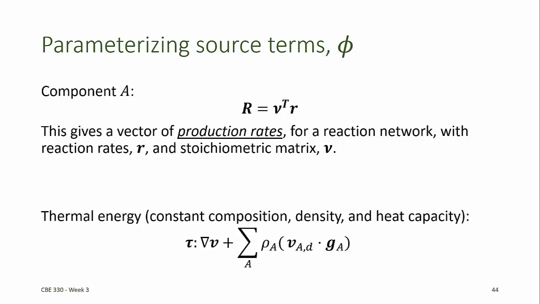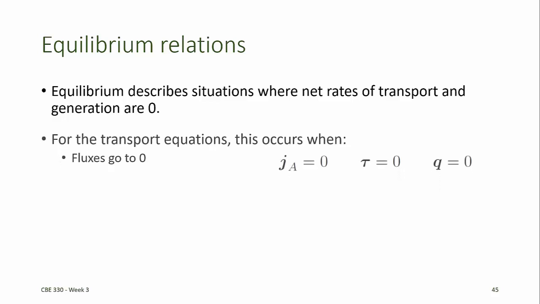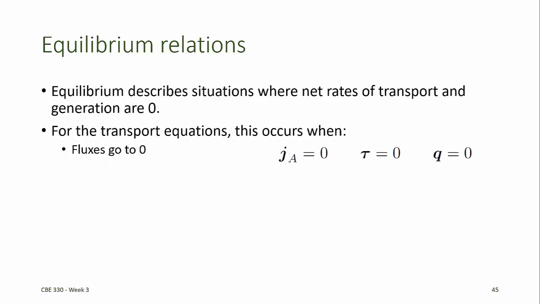For thermal energy, we already talked about the source term that can be used to describe the generation of thermal energy as mechanical energy or potential energy are converted to thermal energy. Sometimes it is also useful to parameterize or constrain balance equations using equilibrium relations. Equilibrium describes situations where net rates of transport and generation are equal to 0. For transport equations, this occurs when the fluxes go to 0, either the diffusive flux of component A, the shear stress, or the thermal energy flux goes to 0.